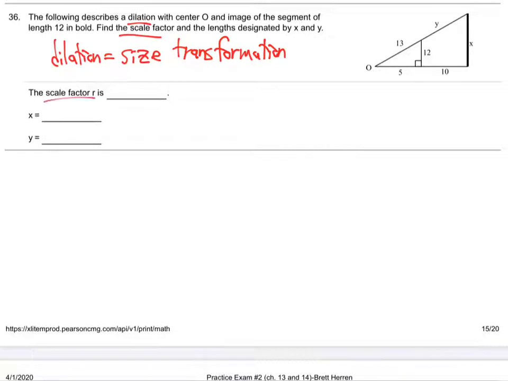So the scale factor, what is scale factor? Okay, so scale factor, it's always the image over the original. So scale factor is always image over original. So you want to have that in your notes for the exam. So what's the image here?